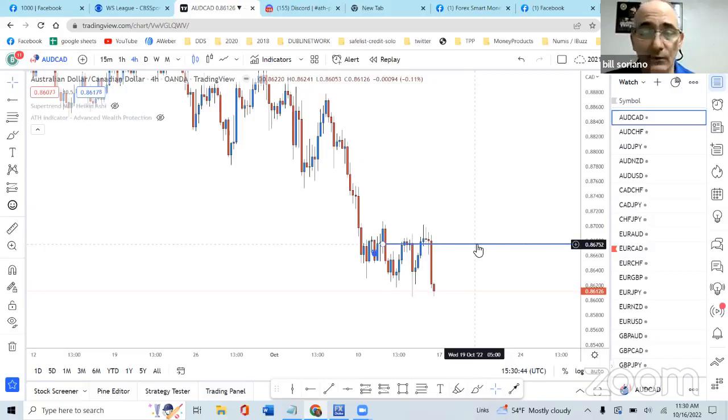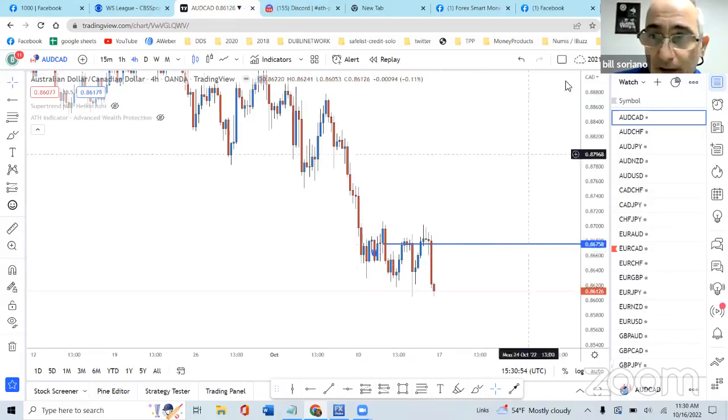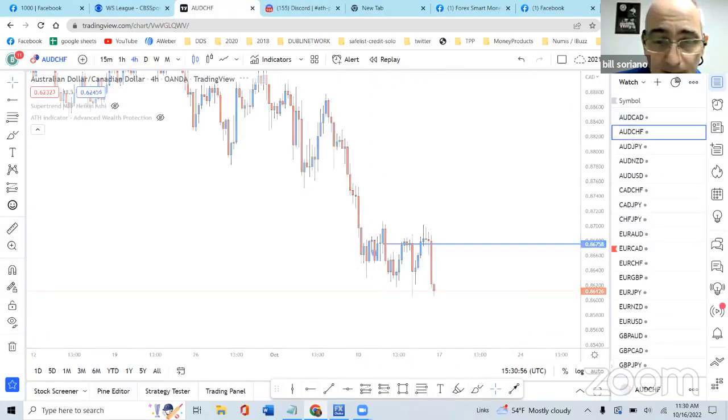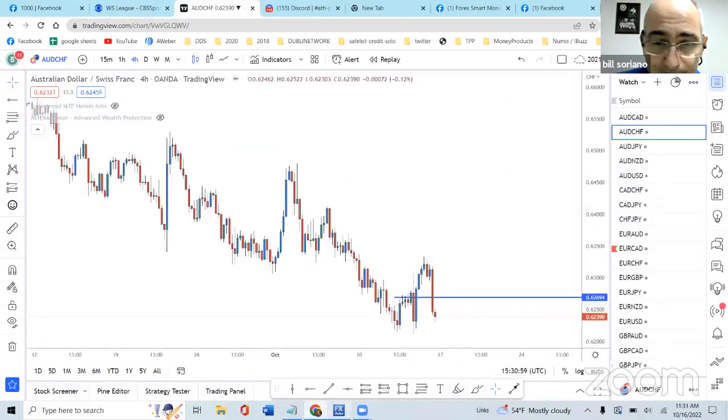We'll drop down, go to our MT4, and mark it up on MT4. We'll drop down to the 1 hour and wait for the ATH confirmation to come out before we decide to take the trade or not, right? So we have that marked up. So let's go to the next pair, AUD-CHF.